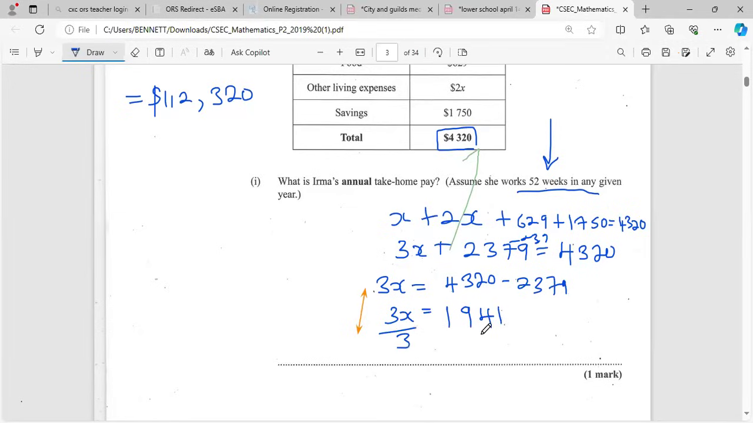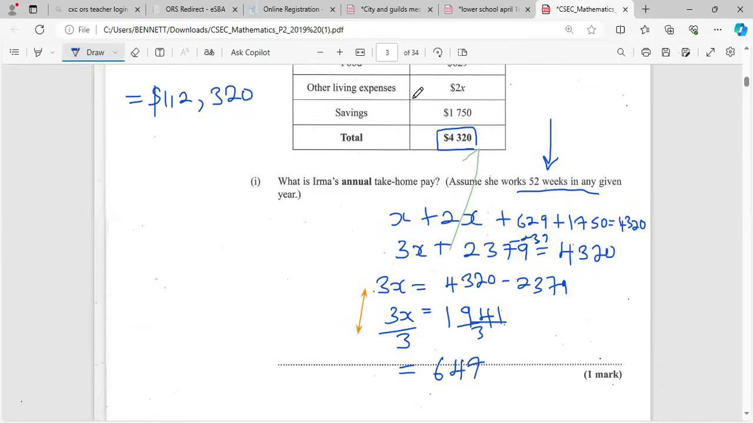Oh, this is actually 1 mark. No, I wrote in the wrong space, maybe. So that gives me 647. So for the rent, it will be 647.